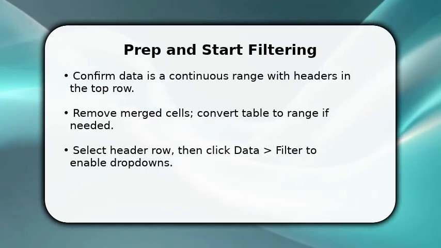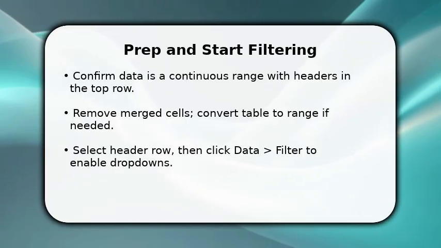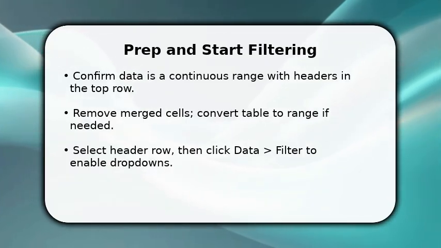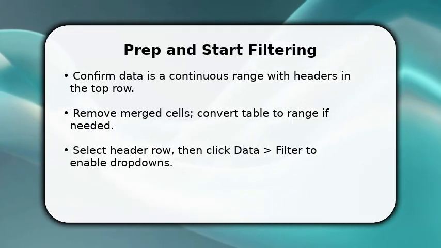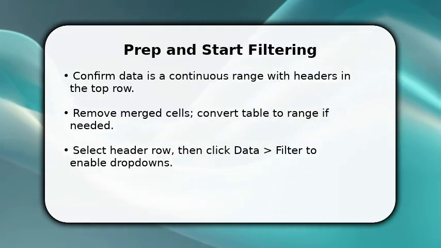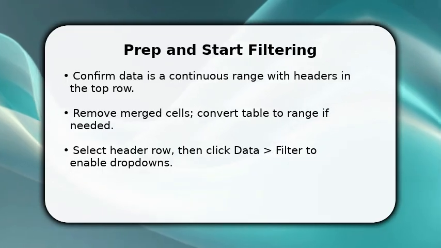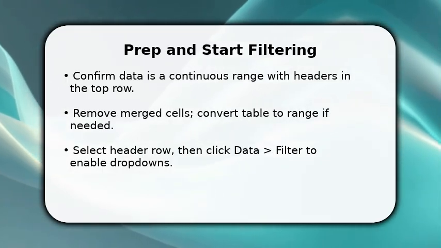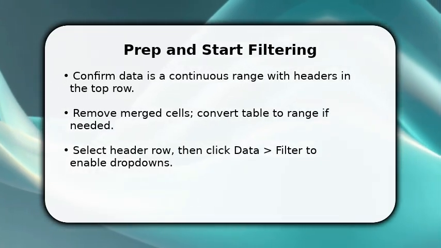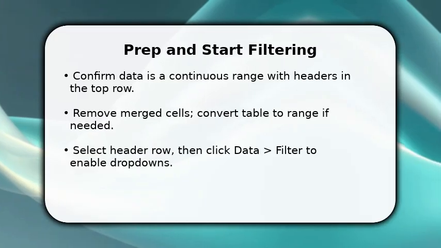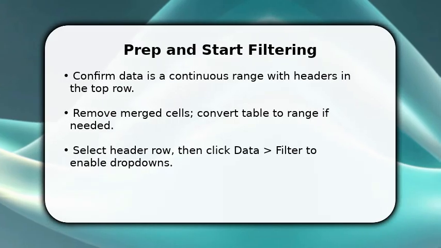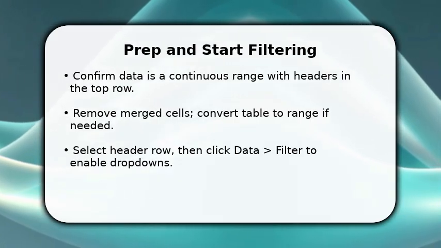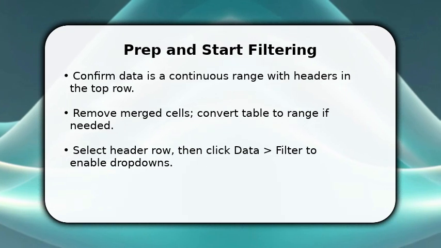You start by confirming the dataset is ready. Headers in one top row and no blank rows or merged cells. Once that's set, select the header row and enable Data Filter so the drop-down arrows appear. If your data is formatted as a table, make sure the header checkbox is active. If not, convert to table or back to range deliberately. These steps ensure Excel recognizes each column correctly and prevents invisible gaps from breaking the filter functionality.